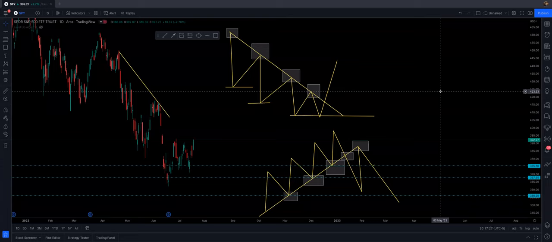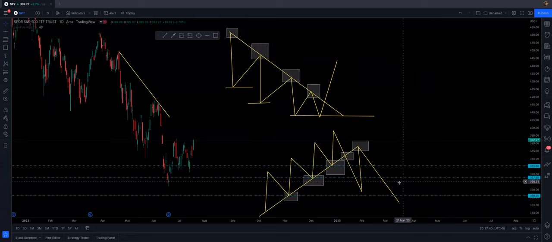Where would your stop loss be or exit strategy? So my exit strategy would simply be pretty much that next level, right? If I'm taking calls at support, my exit will be at resistance on the bounce.